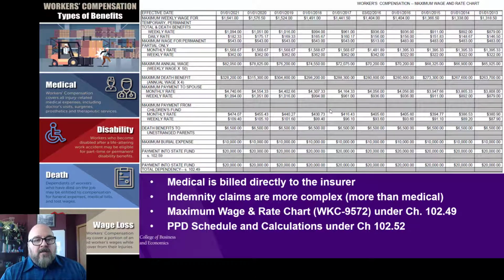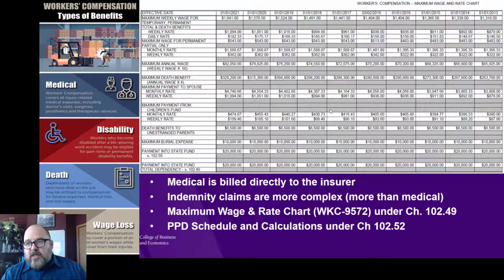The maximum death benefit is $328,000. Does that seem fair to you? I want you to think about that. Because some other types of disability claims can be millions of dollars, but a death right here is $328,000. There's money that can be paid to the spouse. There's payment to a children's fund. There's death benefits. There's burial expenses. And then there's money that goes into the state fund as well.